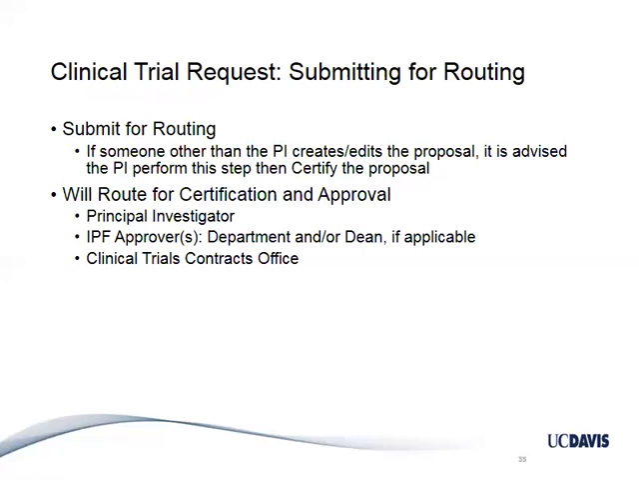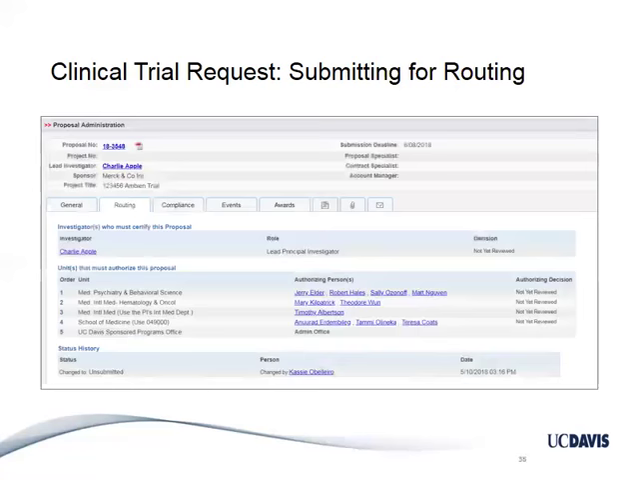Once the IPF approvers have all signed or approved it, the status will be admin office in process, and that means that it's ready for the contracts office to assign. Once it gets assigned, they'll change the status. We'll talk about statuses in a moment, but that's how you can see that. This is the screen you see once you hit submit for routing.